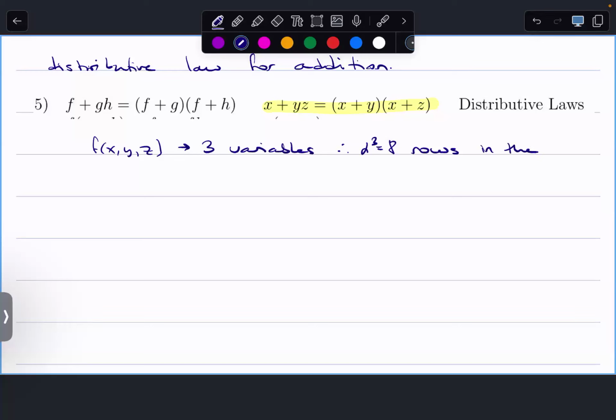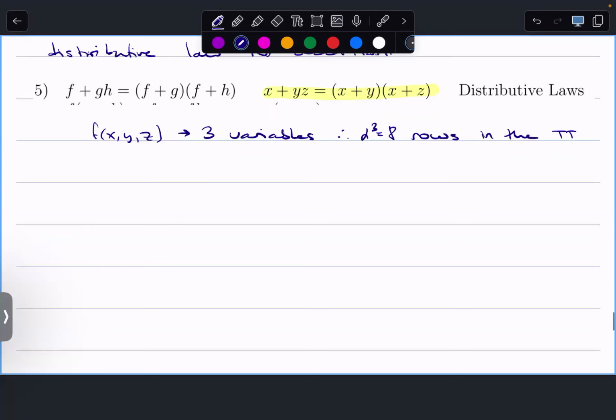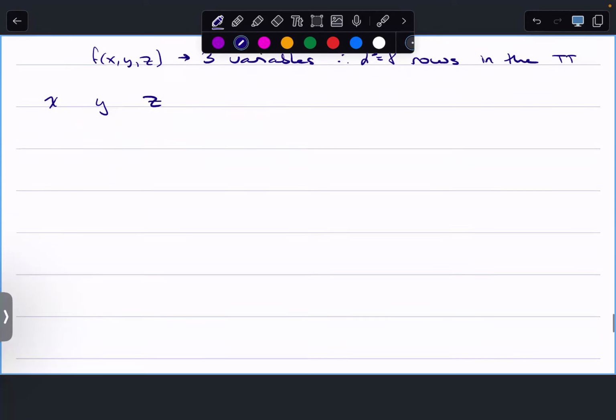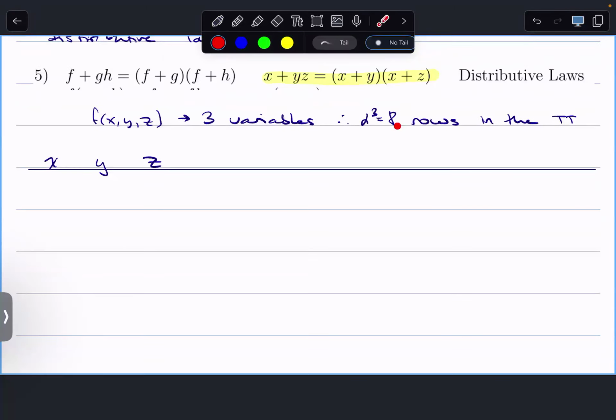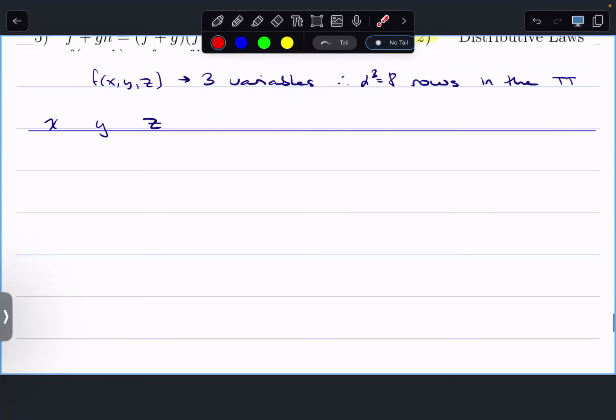In the truth table. Can I call it a TT? Truth table. X, Y, Z. We do them in alphabetical order. Now remember, the truth table, we write them in order, right? 0, 1, 2, 3, 4, 5 in binary. And how do we do that? We start with 4 zeros, right? We take our 8, we split it in half, makes 4. And so we need 4 zeros.